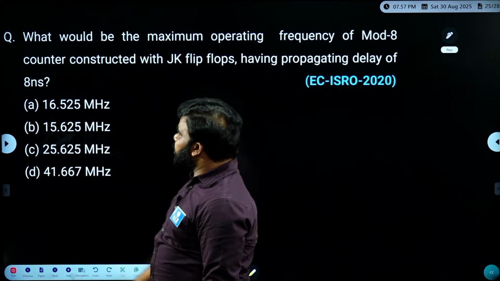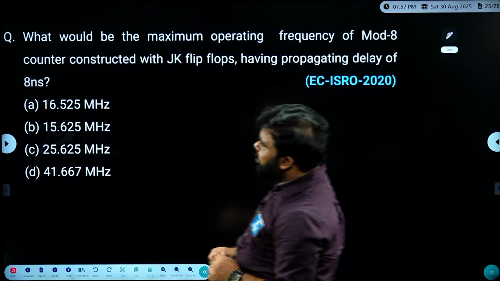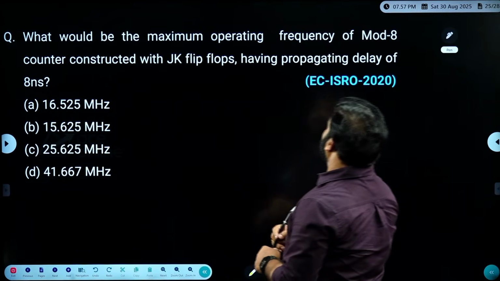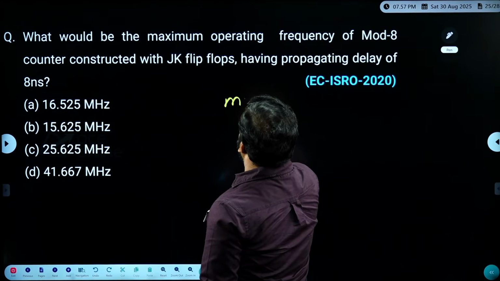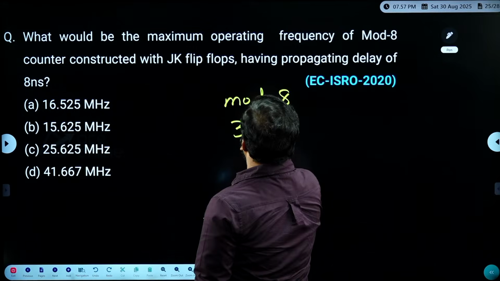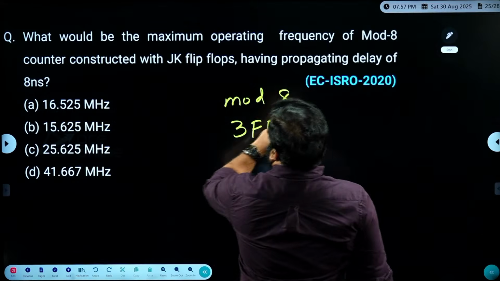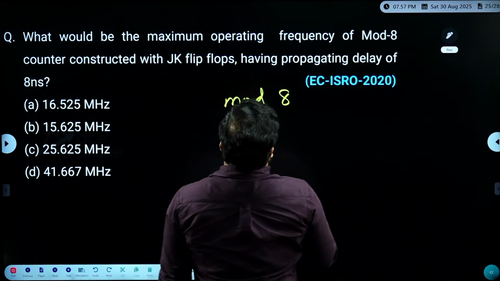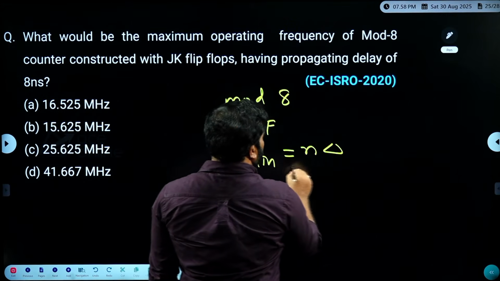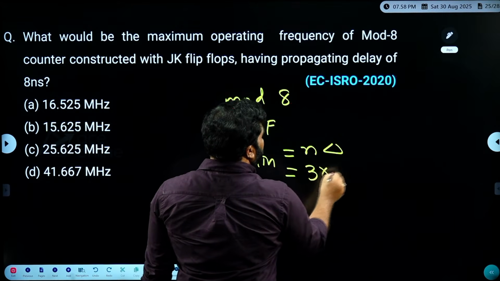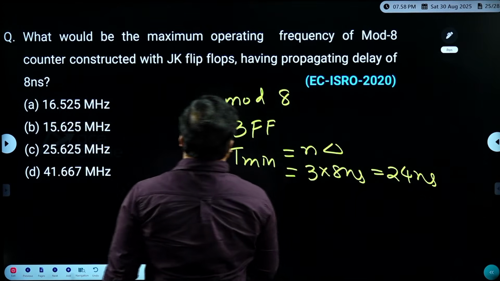Now let us see the next question. What would be the maximum operating frequency of a mod 8 counter constructed with JK flip-flops having a propagation delay of 8 nanoseconds? If you say mod 8, it means we require 3 flip-flops. So T minimum equals N times delta. With N as 3 flip-flops and delta as 8 nanoseconds, it is going to be 24 nanoseconds, the minimum clock period ideally.